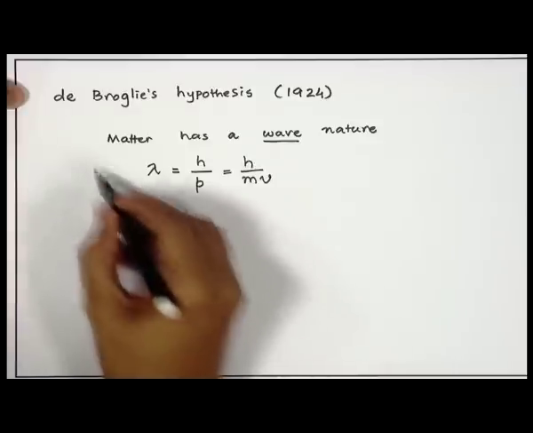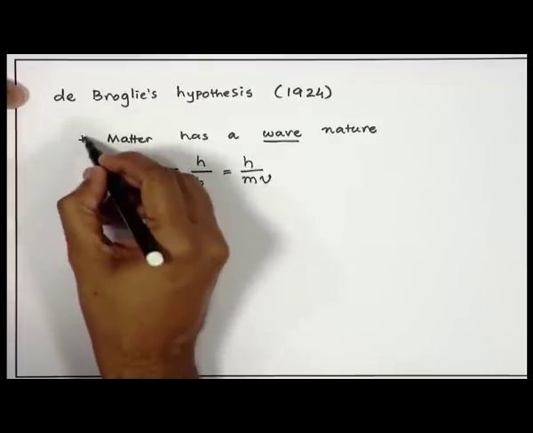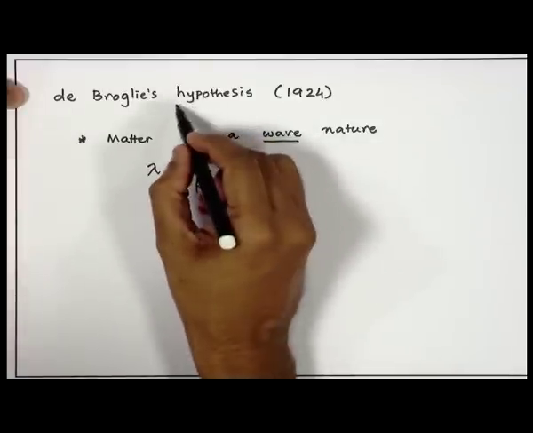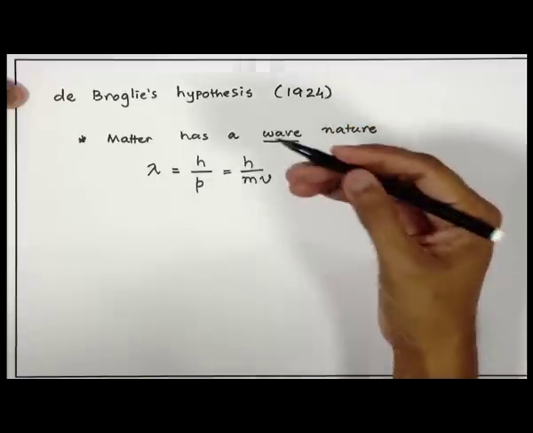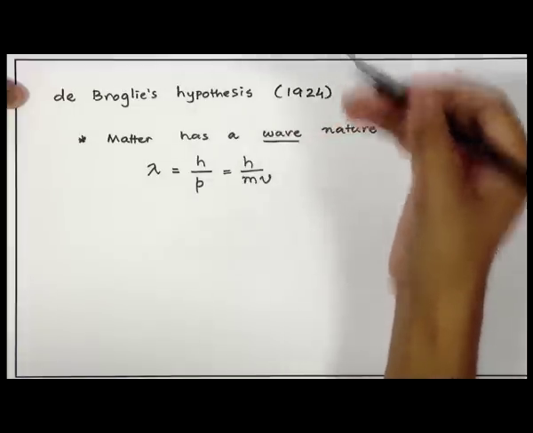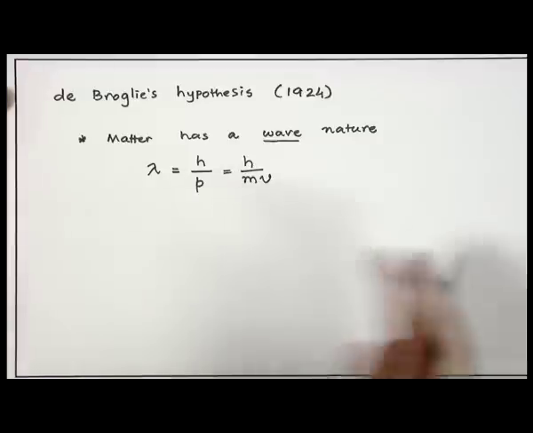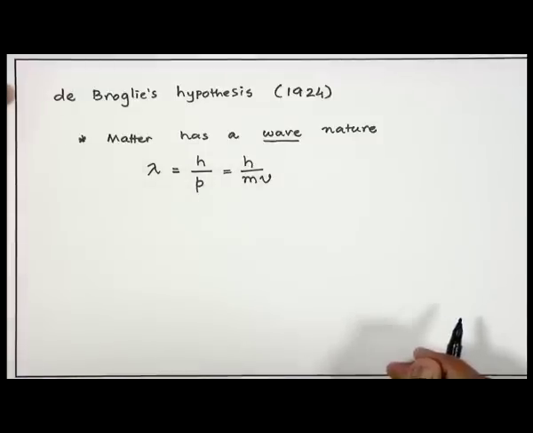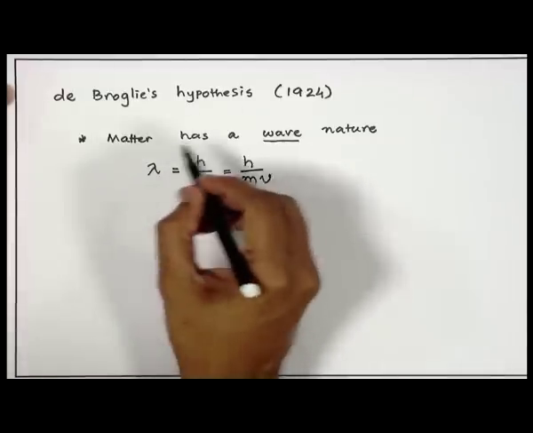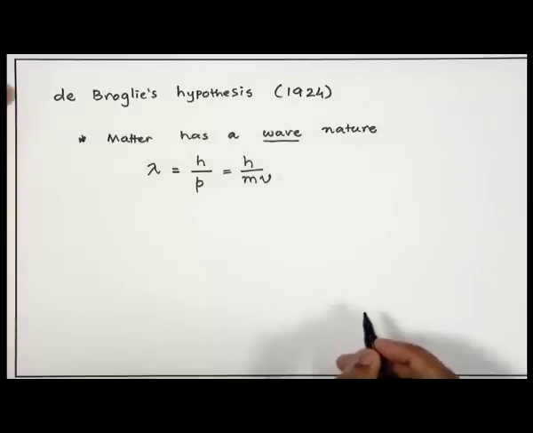And this was a very important hypothesis. When it was suggested as a hypothesis, de Broglie could not provide a proof to his hypothesis, nor was there any experimental evidence, but later on we got some experimental evidence that matter actually has wave-like nature. We will come to that.